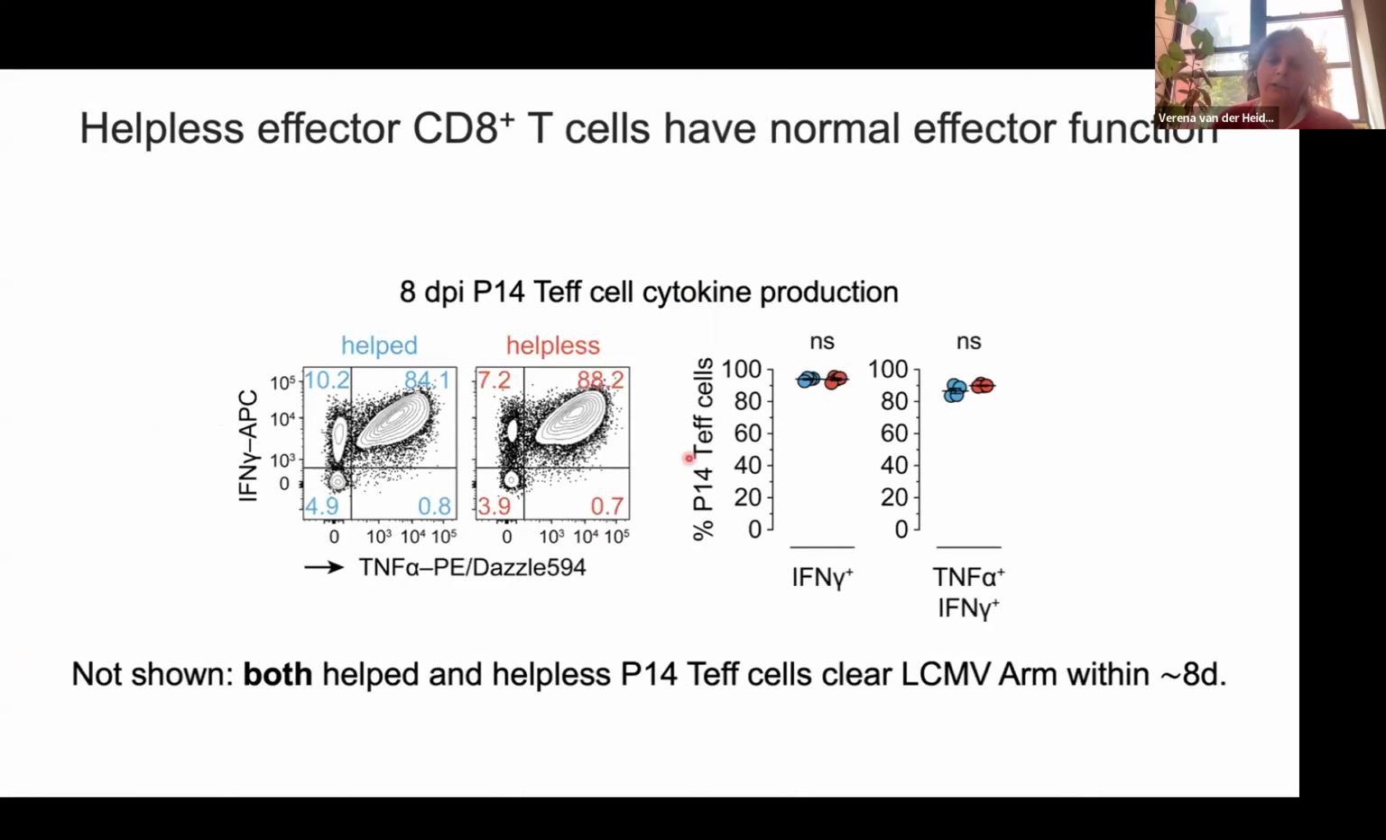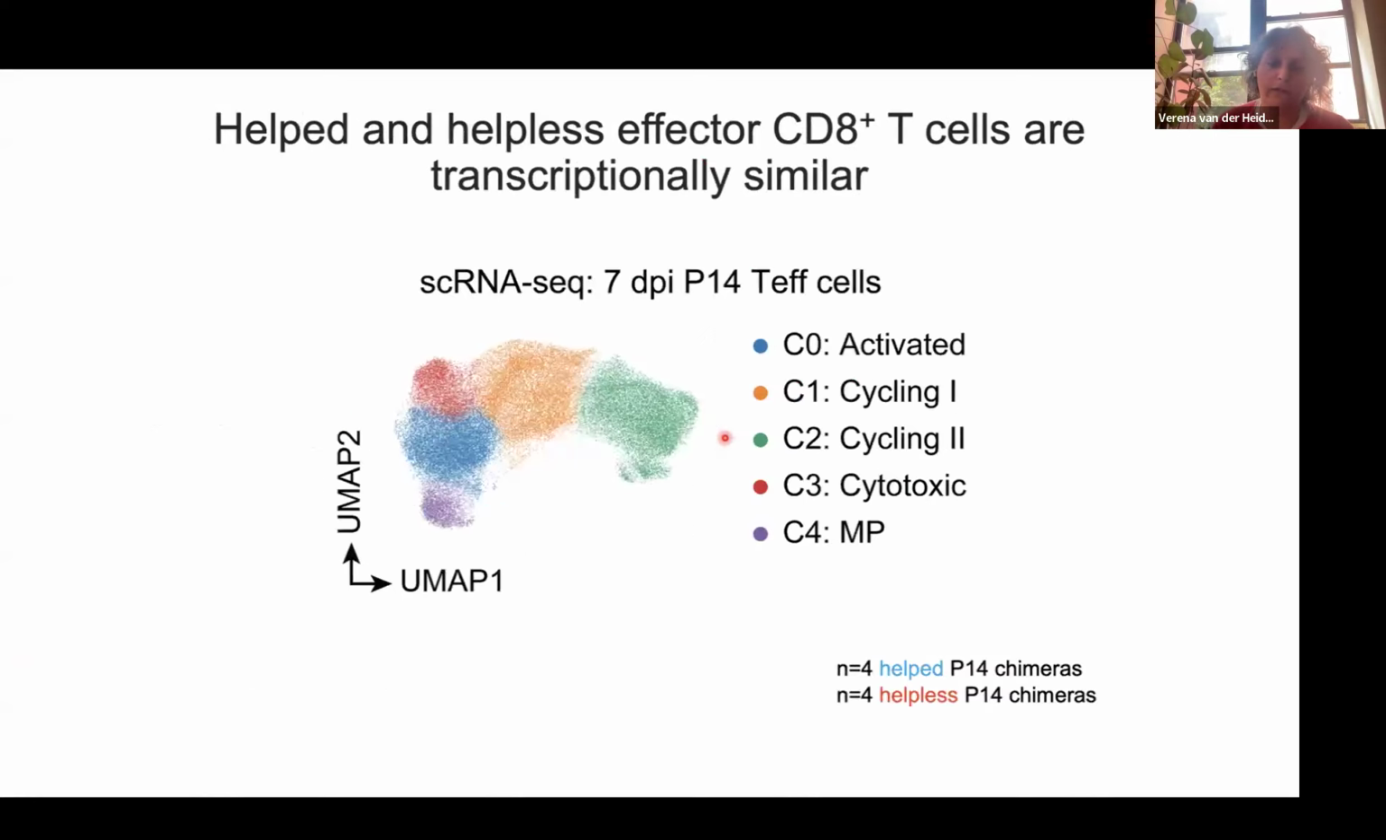We then also checked if these cells are functionally different. We cannot see any differences in terms of cytokine production. And when we check for virus in these helpless mice, they actually also clear LCMV Armstrong within 8 to 10 days. So it does not seem that there is any difference at this point of the effector stage.